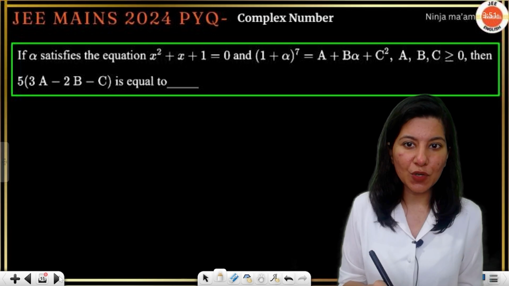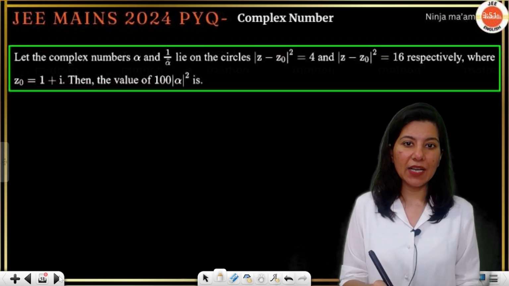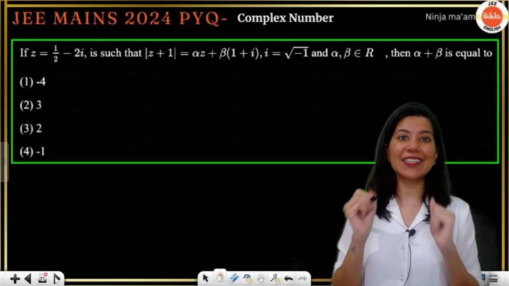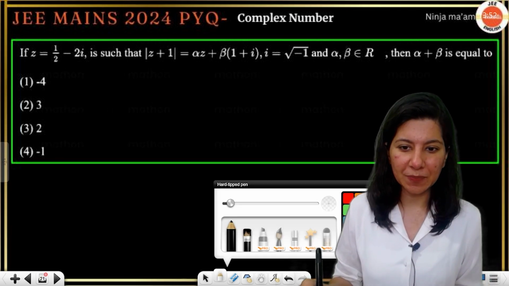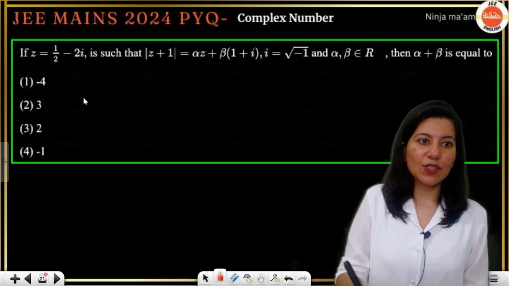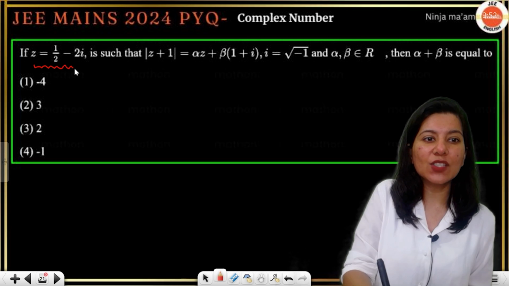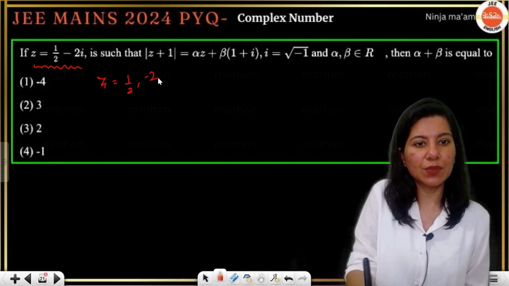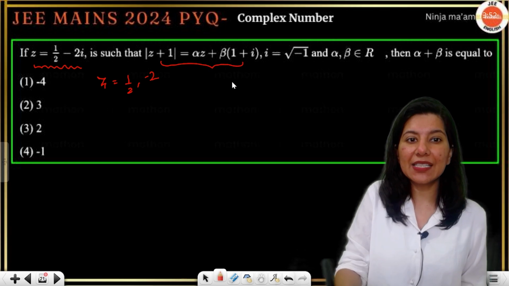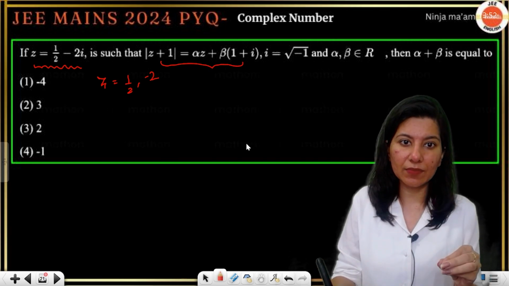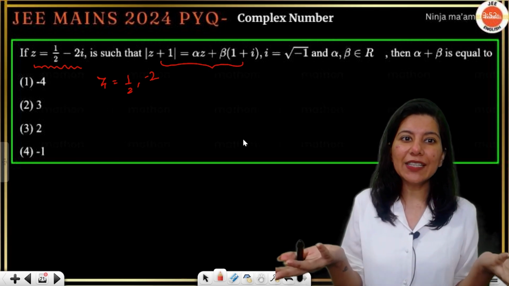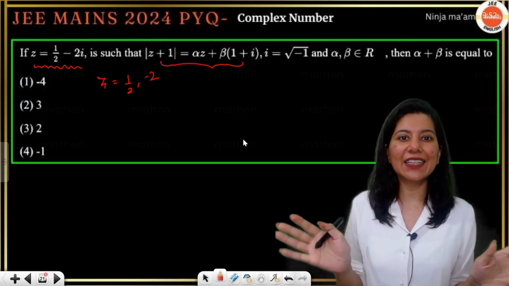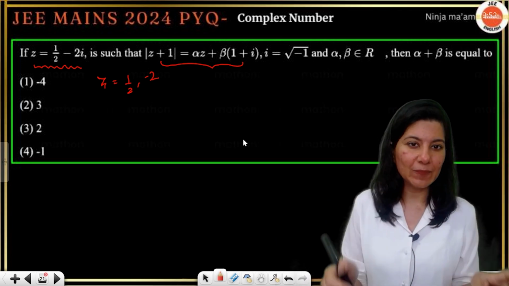Let us move on to the next problem, another easy problem. Here z is given as half minus 2 iota. So z is given as (half, minus 2), and we need modulus of z plus 1. Clearly we have our z, so why don't we just plug in the value of z and calculate the modulus and everything.